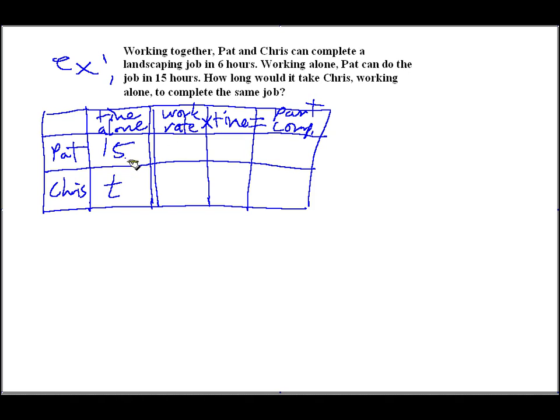So work rate is the reciprocal of these two. Work rate for Pat, 1 over 15. Sorry, that's a 5 there. Work rate for Chris, 1 over T. Make sure we're good on that.